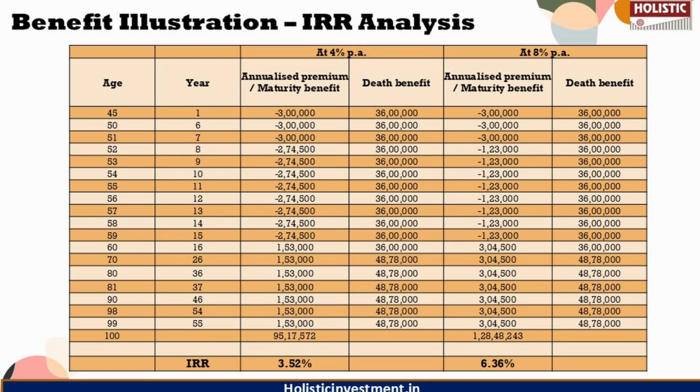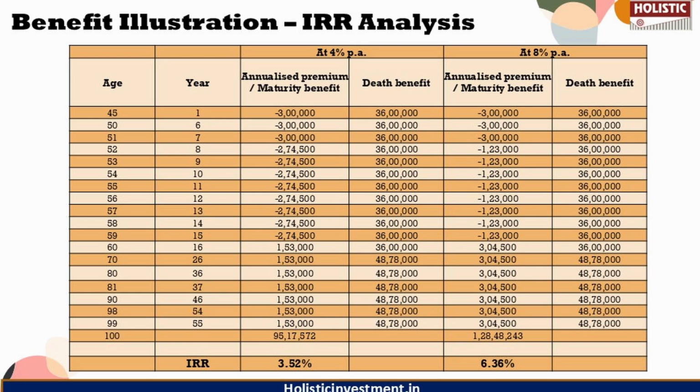So for calculation purposes, let us assume that a 45-year-old male buys this policy with a 15-year premium paying term. The annual premium is 3 lakhs. The non-guaranteed benefit starts at the end of the 7th year. The guaranteed benefit starts after the premium paying term. So let's work out the IRR for this cash flow.